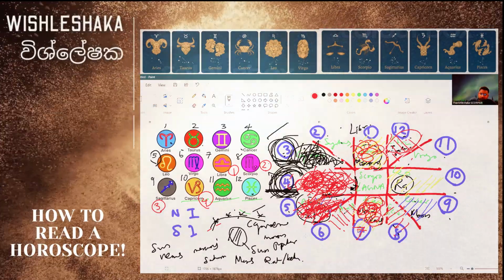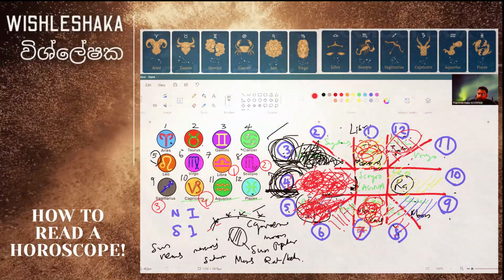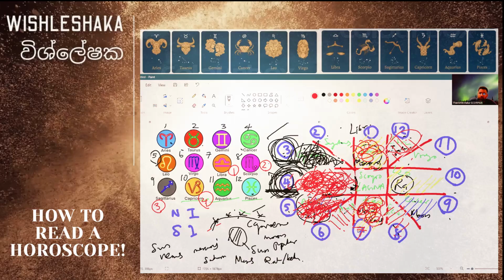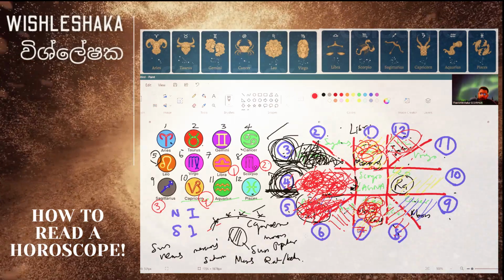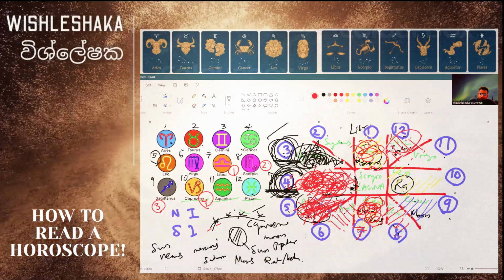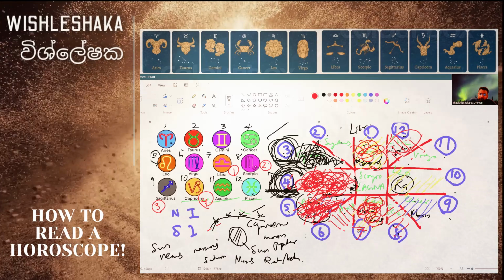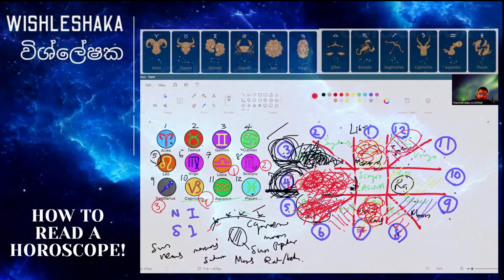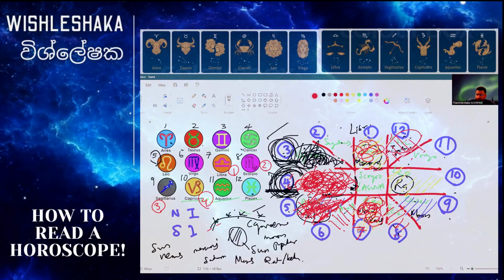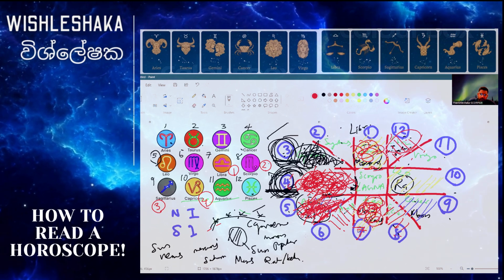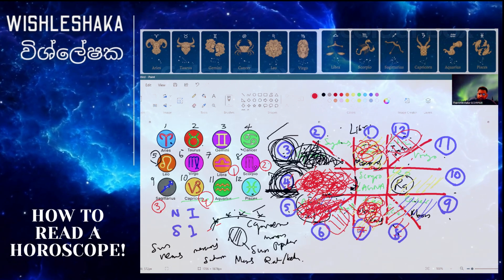So again, if the fifth lord is debilitated, or the fifth lord is in the 8th house or 12th house, that person will have difficulties to have babies, etc. So 6th house, what is 6th house?